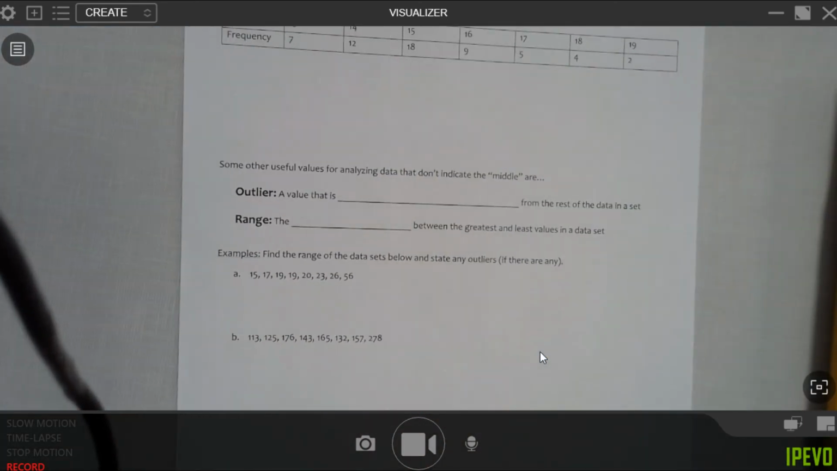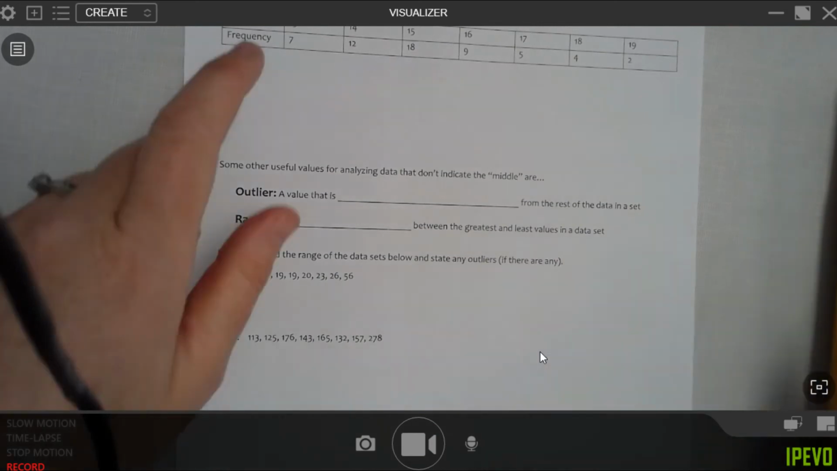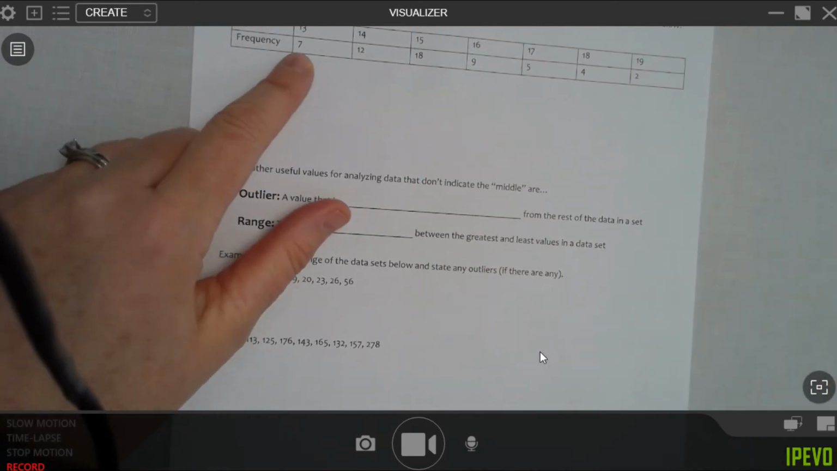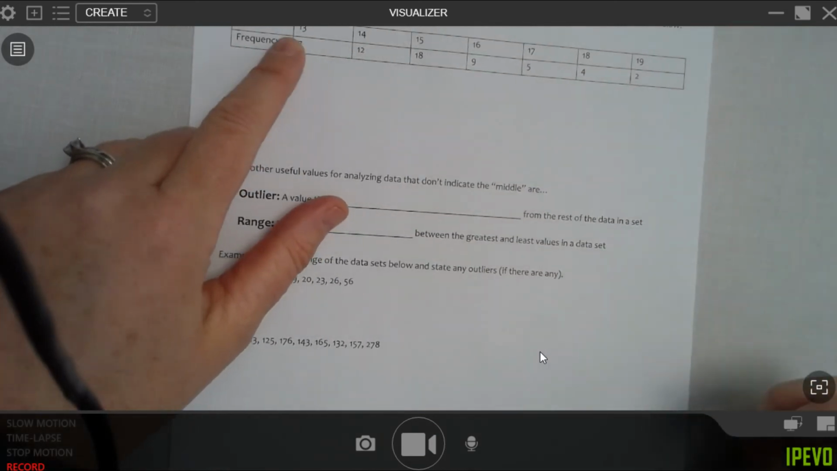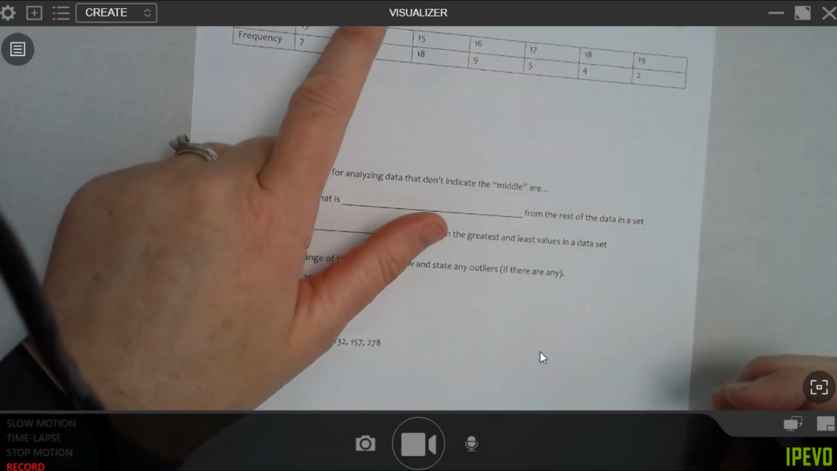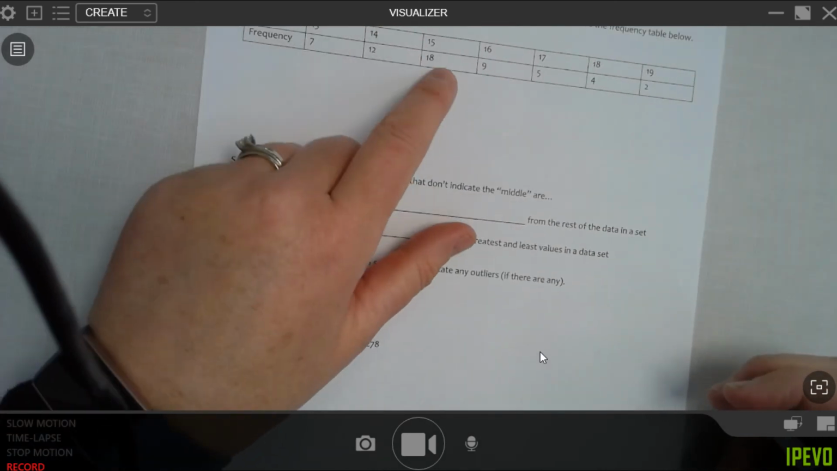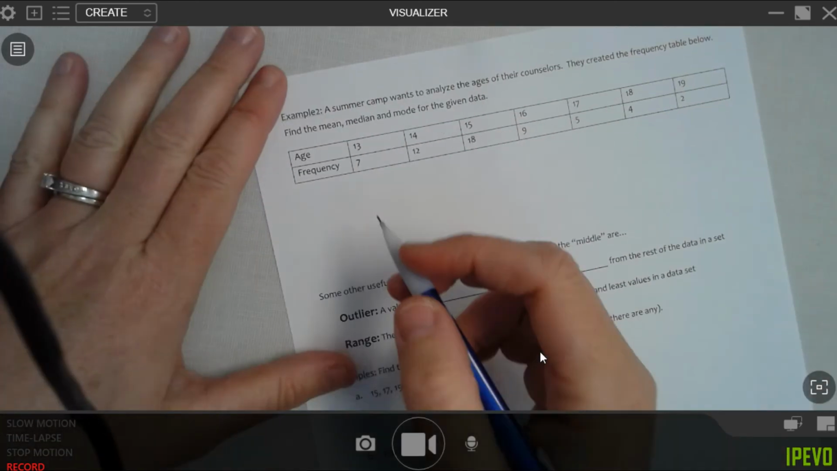So again, on the back, it's another frequency table. So what we're saying is that 7 people were age 13, 12 people were age 14, 18 people were age 15. So if you're going to write them out, this is a lot longer.